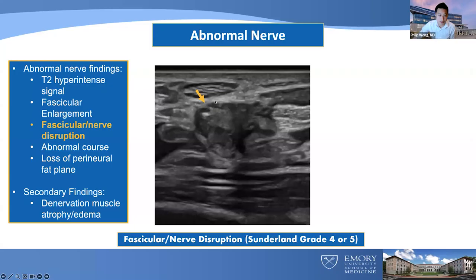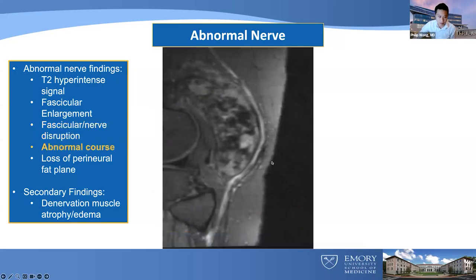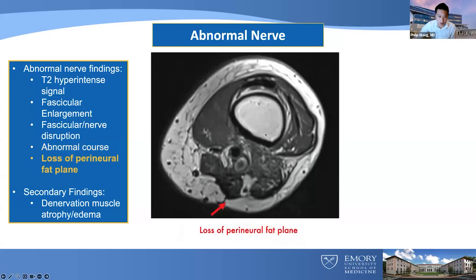And then this is a similar example on ultrasound where you really lose a lot of the fascicular architecture. The nerve is really enlarged, abnormal, and even the outer rim looks irregular and probably disrupted. And this is an abnormal course of a nerve secondary to a desmoid tumor in the popliteal fossa. This is the common peroneal nerve that's displaced, so we look for abnormal course of the nerve. Maybe it's tethered or displaced, depending on what's going on.